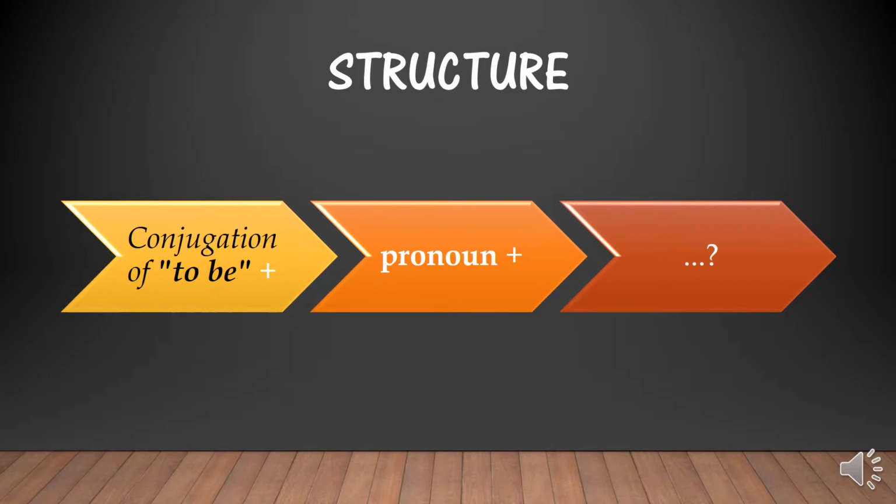Okay, the structure of making a question with the verb to be in the simple present tense is that you first have the conjugation of to be, then you have the pronoun, and then you have the rest of the question. Okay, so in a sentence, the pronoun comes first, but in a question, the verb comes first.